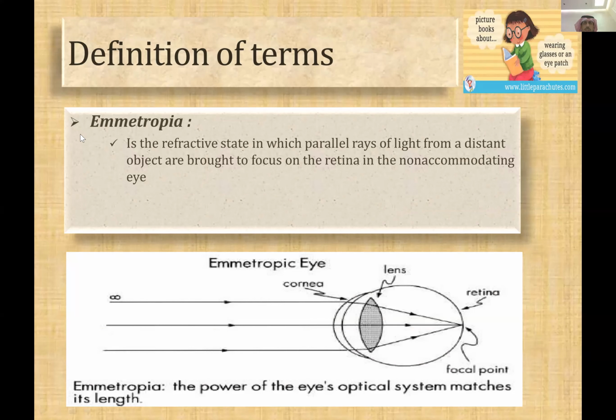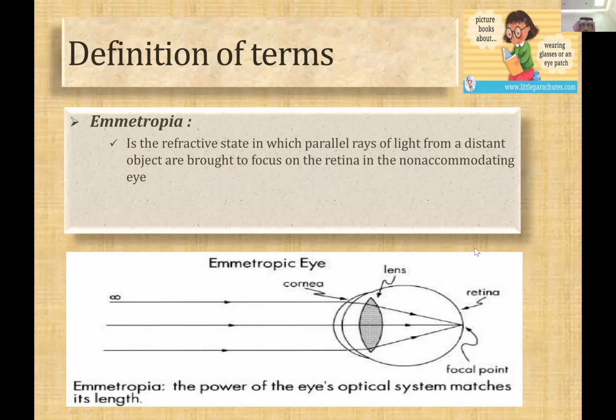So first of all, emmetropia. It's a refractive state in which the parallel rays of light from a distant object are brought to focus on the retina in the non-accommodating eye. What does that mean? It means that in the non-accommodating state, if the accommodation is relaxed, the picture will fall exactly on the retina, not in front, not behind.